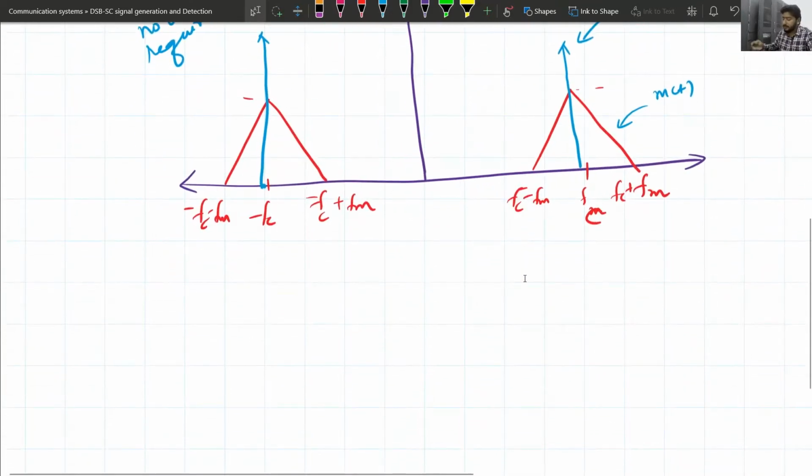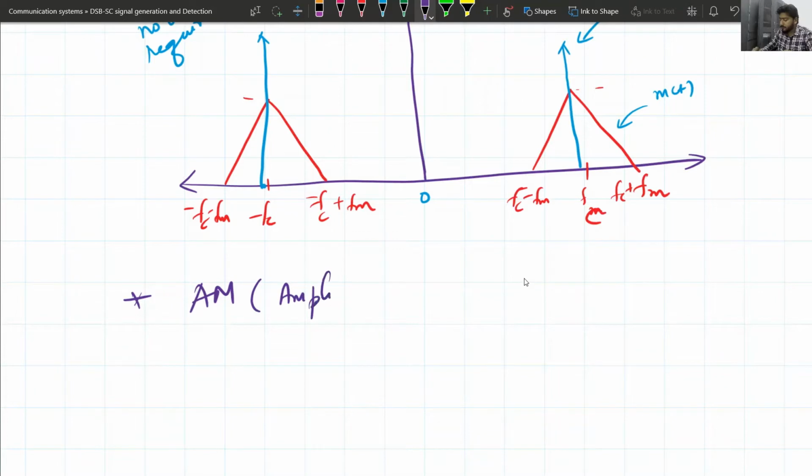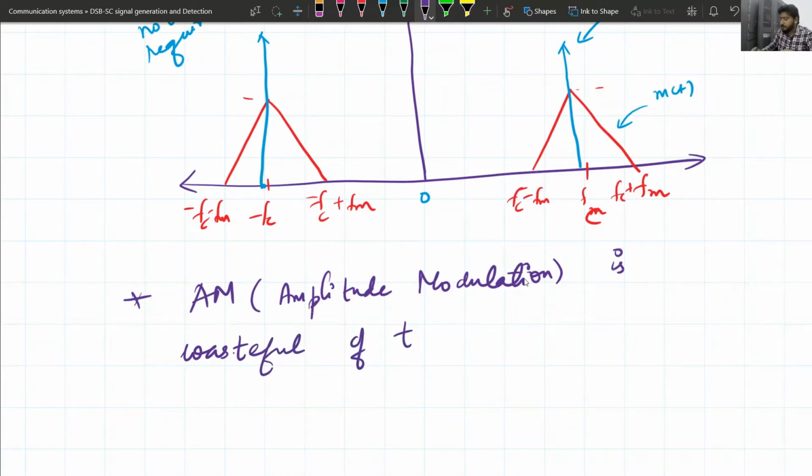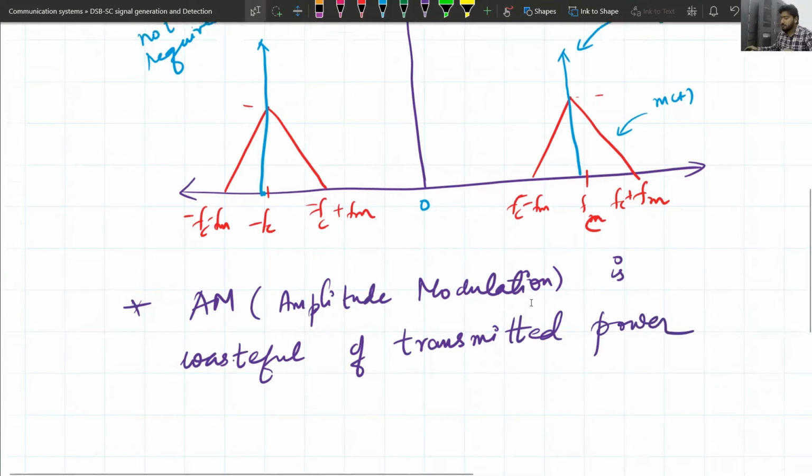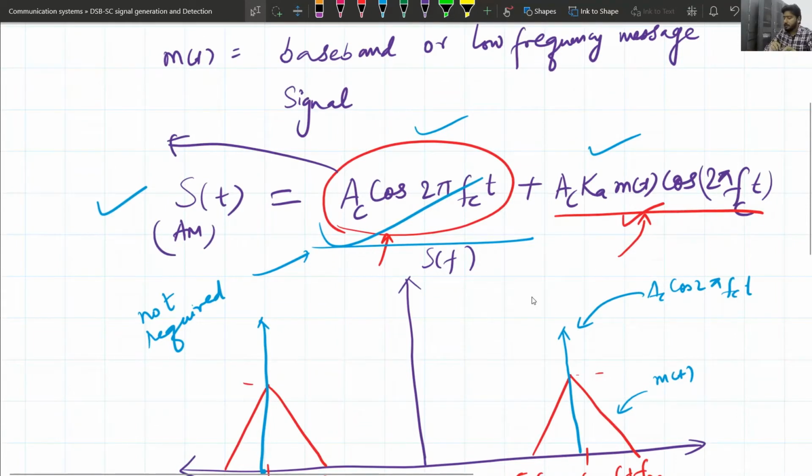Hence we can say that the AM wave, the amplitude modulation, is wasteful of transmitted power, because an extra component whose power will be given as Ac square by 2 is being transmitted. So its efficiency is very less.